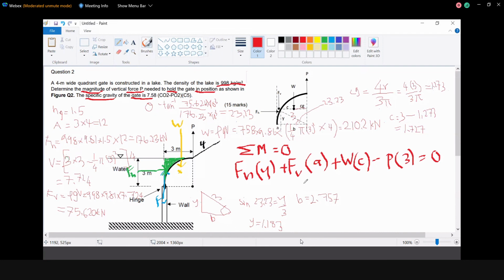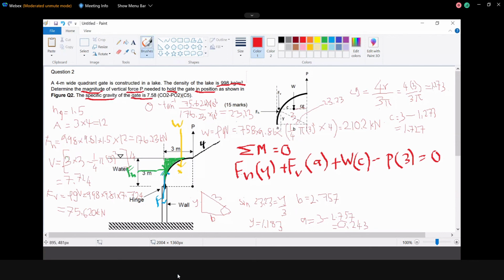Okay, yang ni tak settle lagi B ni. Sebab kita nak A, tak nak B. So A ni sama juga. A adalah radius. A ni radius panjang ni. So 3 tolak 2.757. So ia akan dapat 0.243, betul tak? Okay, good. Last ni. Okay, so saya tukar pen besar sikit.